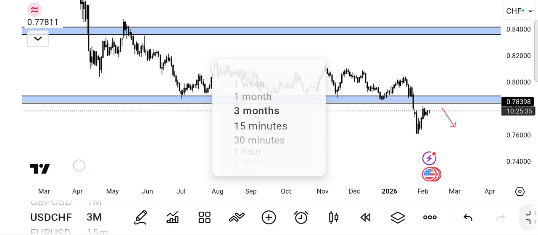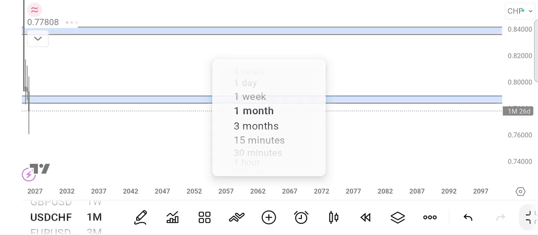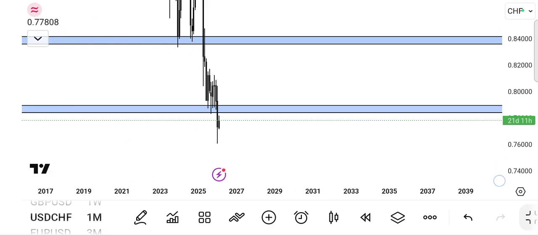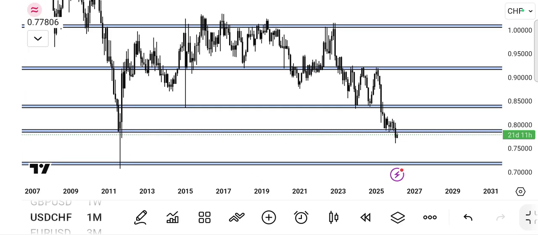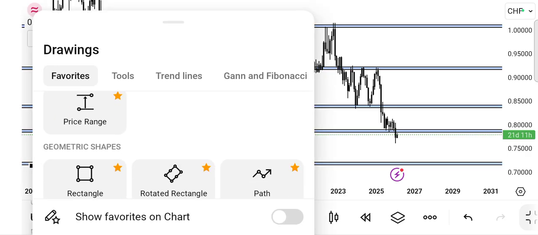Now, going to the monthly time frame, first things first, the 1 month time frame. As you all know, the monthly time frame is the time frame where I come and sit to check the directional bias of the market. Let's break it down.